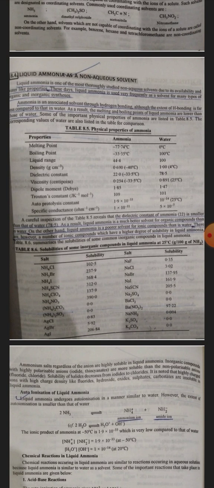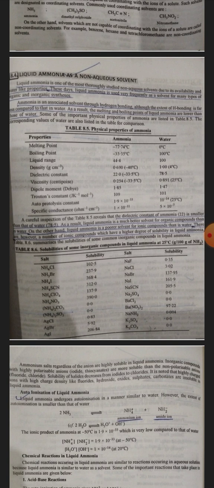Liquid ammonia is a non-aqueous solvent. Liquid ammonia is one of the most thoroughly studied non-aqueous solvents due to the availability of water-like properties. These days, liquid ammonia is very frequently used as a solvent for many types of organic and inorganic synthesis. Ammonia is an associated solvent through hydrogen bonding, although the extent of hydrogen bonding is far less compared to that in water. As a result, the melting and boiling points of liquid ammonia are lower than those of water.